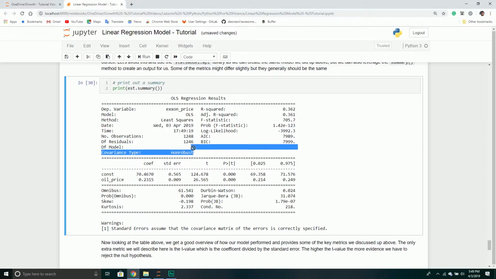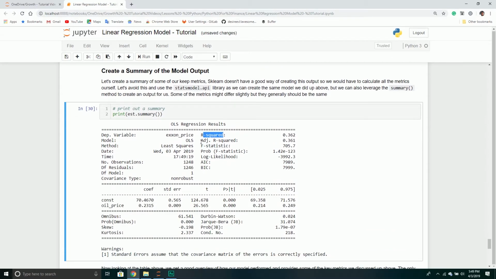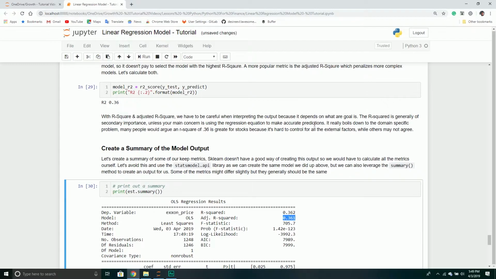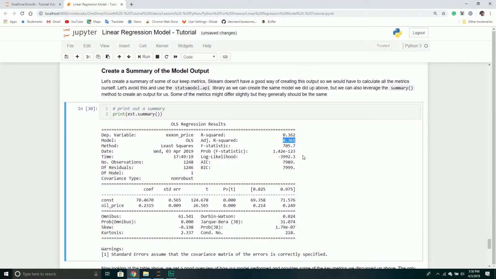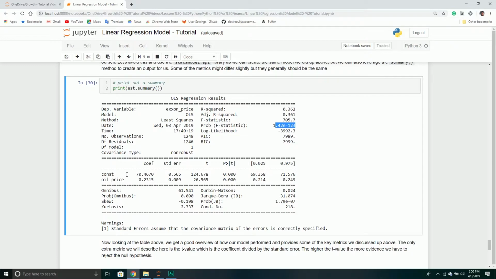So basically that's how many variables we were giving freedom to. We get our R squared again, so that's the 36% up here. Our adjusted R squared is pretty much identical because we don't really have a complex model. We have a very simple linear regression model, so that makes sense. Then log likelihood, F statistic, probability, all that kind of stuff. And then we get our coefficient for each variable and our intercept, the standard error, the t-value, the p-value, and then our confidence range as well.